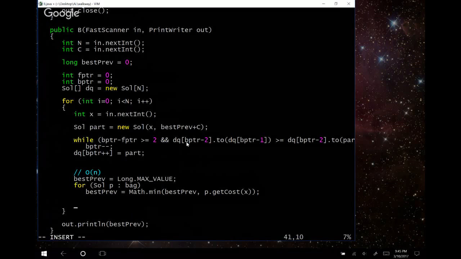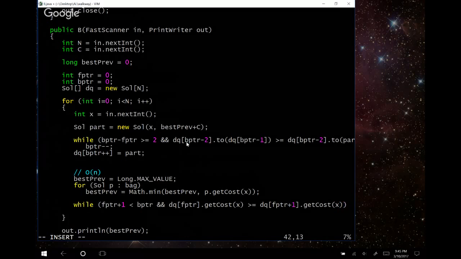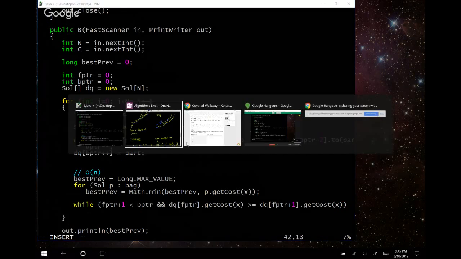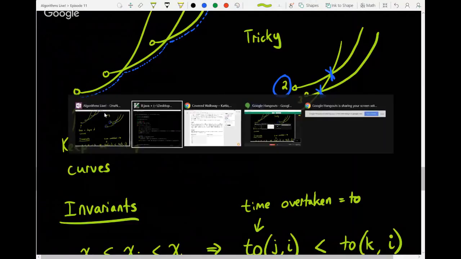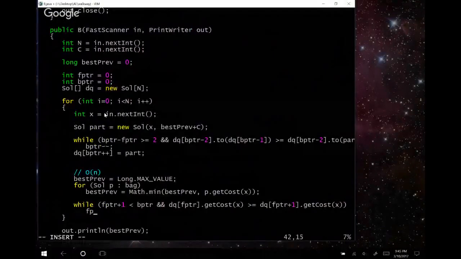So the way I'll do this is just walk through my queue. And I'll get the best cost at X. And if it's greater than or equal to the next thing in my queue at X, then I look back here, this has finally overtaken this at this X value. So I'm just replacing it. I'm moving my pointer up.